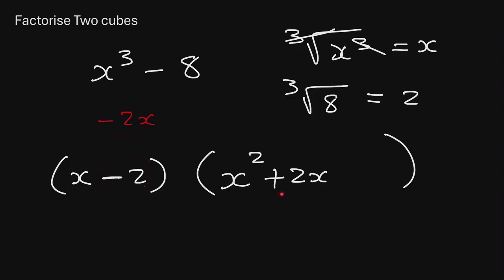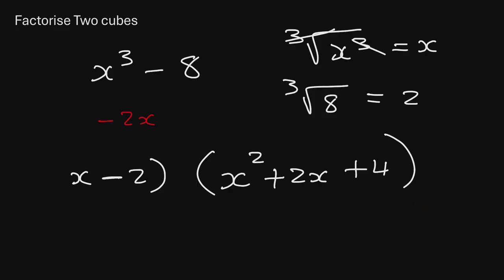And then lastly, you're just going to square the last term. So the last term is negative 2. What is negative 2 squared? Negative 2 squared is going to give you positive 4. So that is how you factorize two cubes.